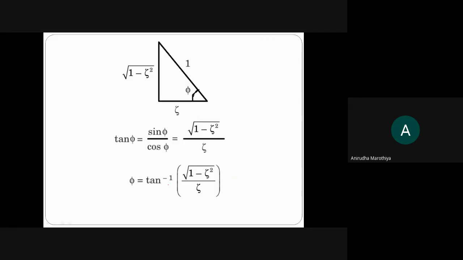When we are going to study the location of poles, that means when we are going to study the effect of zeta on the performance of a second order control system, at that time I will tell you how this triangle I have drawn. What is the significance of the triangle? Actually, this triangle indicates the location of poles in the S plane for a second order control system.